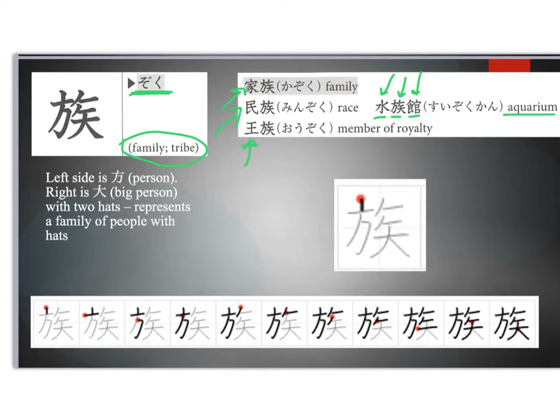The strategy for this one is left side is kata, person. The right side you see big here, and there's a hat on top of it. In fact, there are 2 hats. So perhaps represents a family of people with hats. You are going to possibly get this confused with ryoko no ryo. That one is a tricky one as well, but let's take a look at the stroke order here. So it's ichi, ni, san, shi, go, roku, shichi, hachi, kyu, ju, juichi. Pretty straightforward.